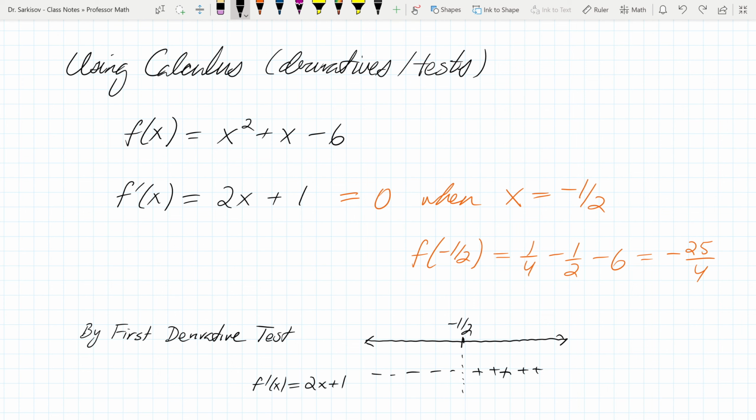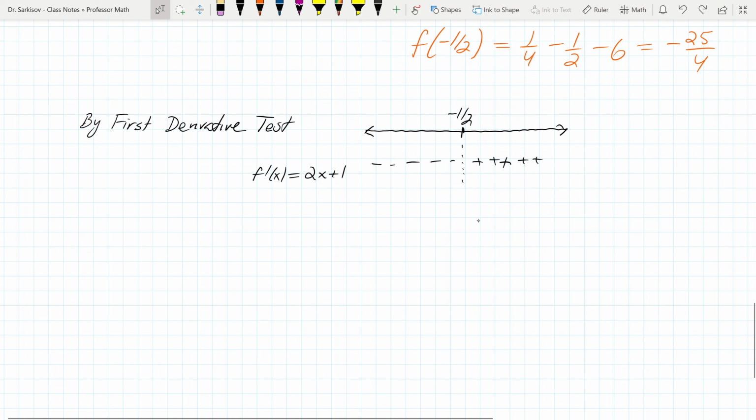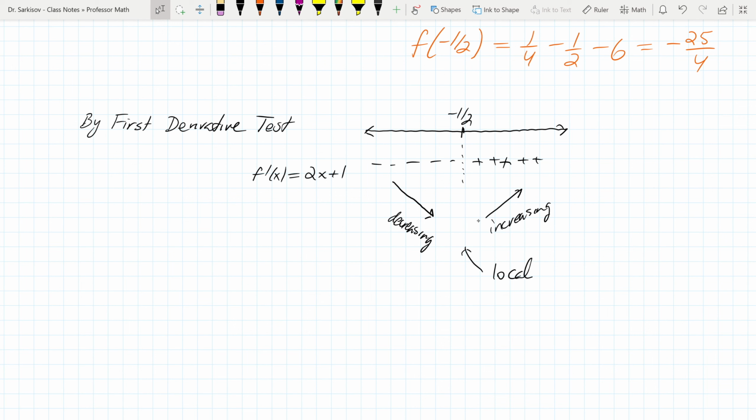Okay, so negative derivative means you're decreasing, remember? Decreasing, and then you're increasing. And so if you're decreasing and then you're increasing, what does that mean right here? This has to be a local, it's going to be an extreme also, but a local minimum, because it's going down and then up. Minimum, okay? And so that is the big thing: we have the minimum at negative 1/2, negative 25/4, and so that answer would have been negative 25/4 at negative 1/2.